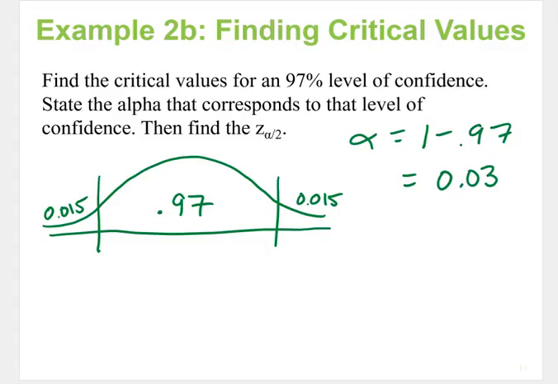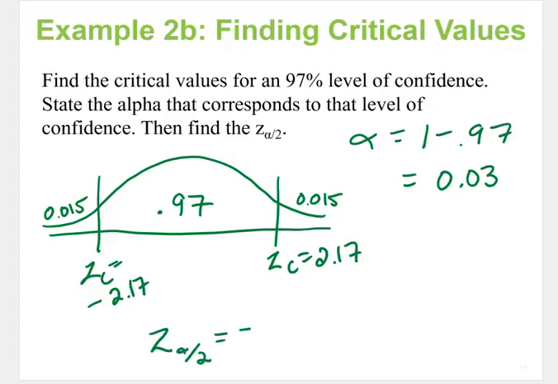I do have it exactly, 0.0150. So that would be a critical value of negative 2.17. So this critical value up here would be positive 2.17. Again, if you were going to write it as your z of alpha over 2, that would be z of 0.015, and that is 2.17. Again, some books might put the plus or the minus, but I'm looking for that positive one. That's really all I need.